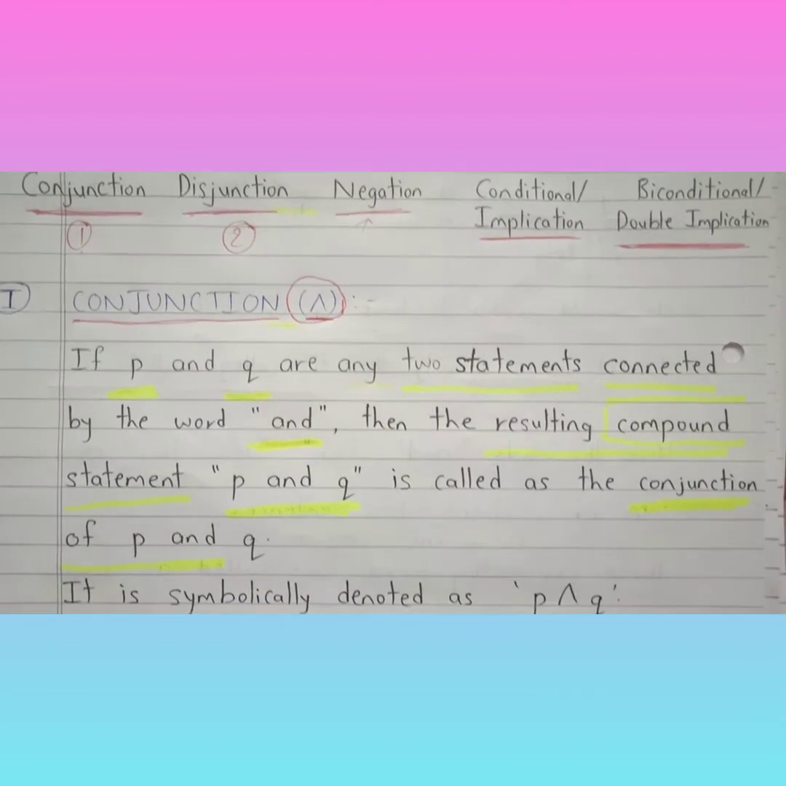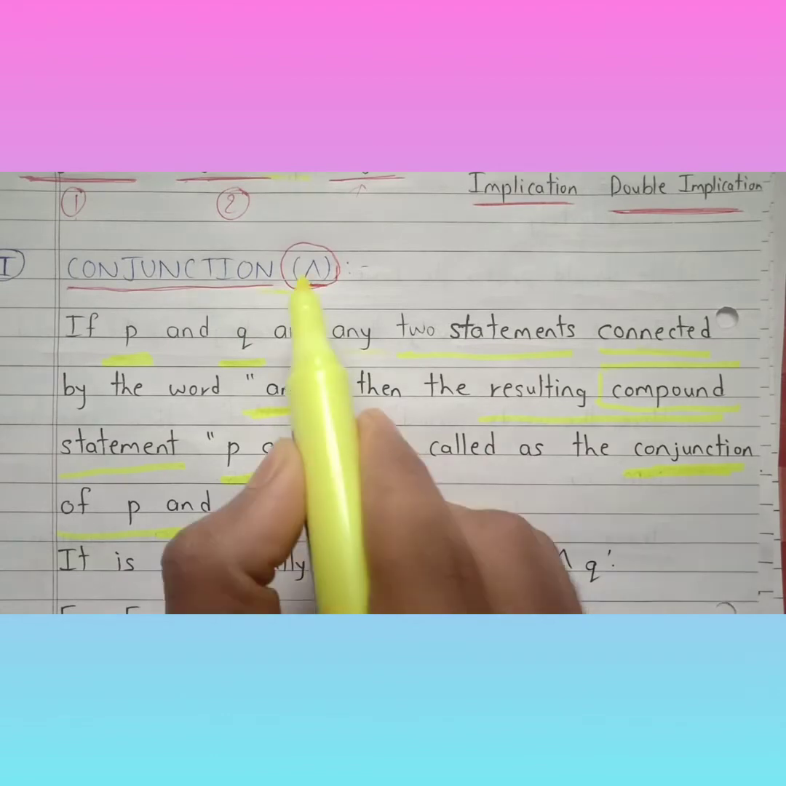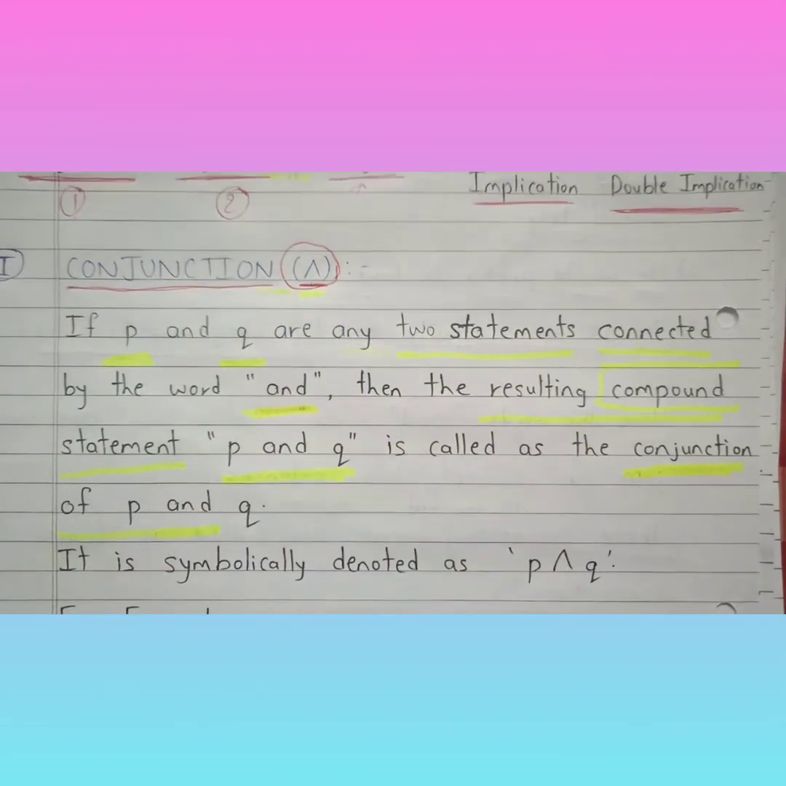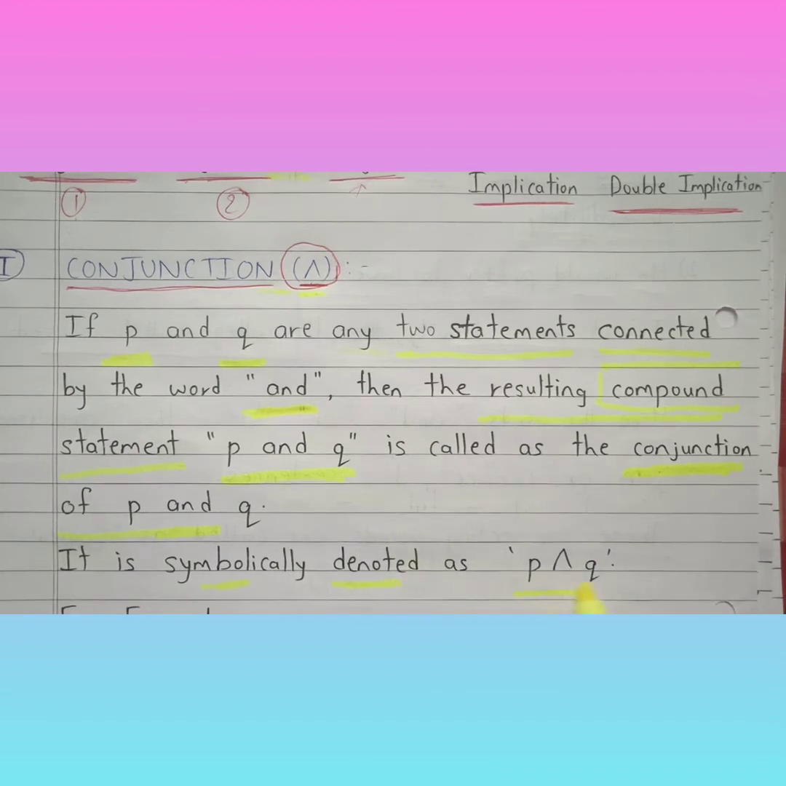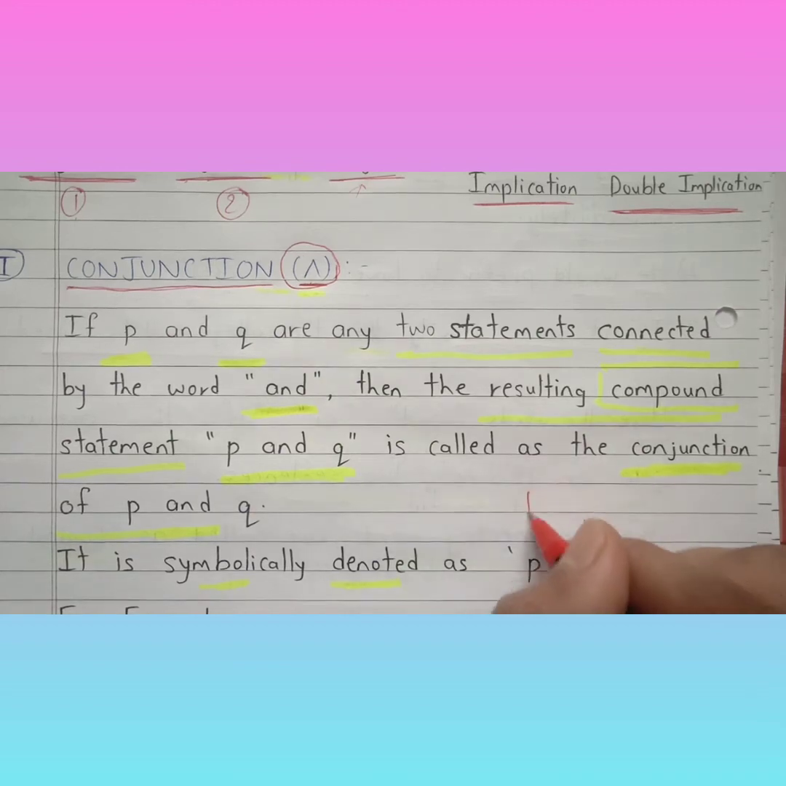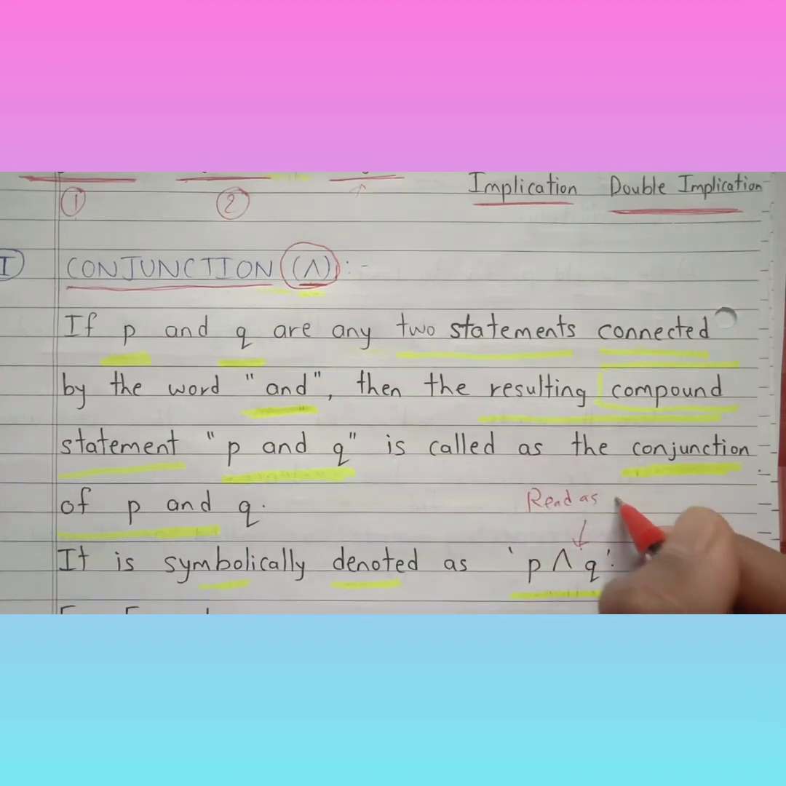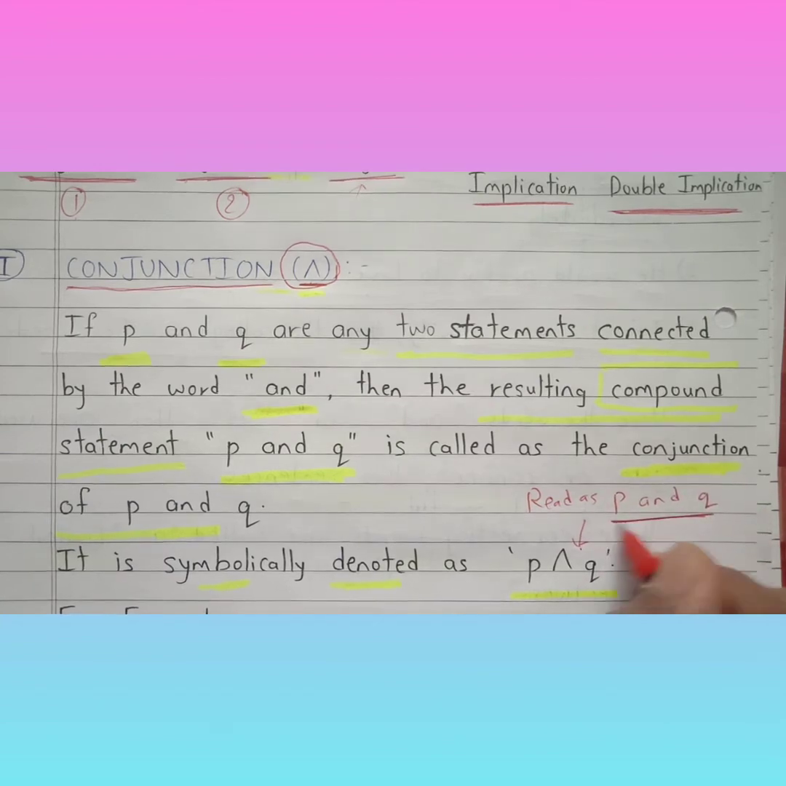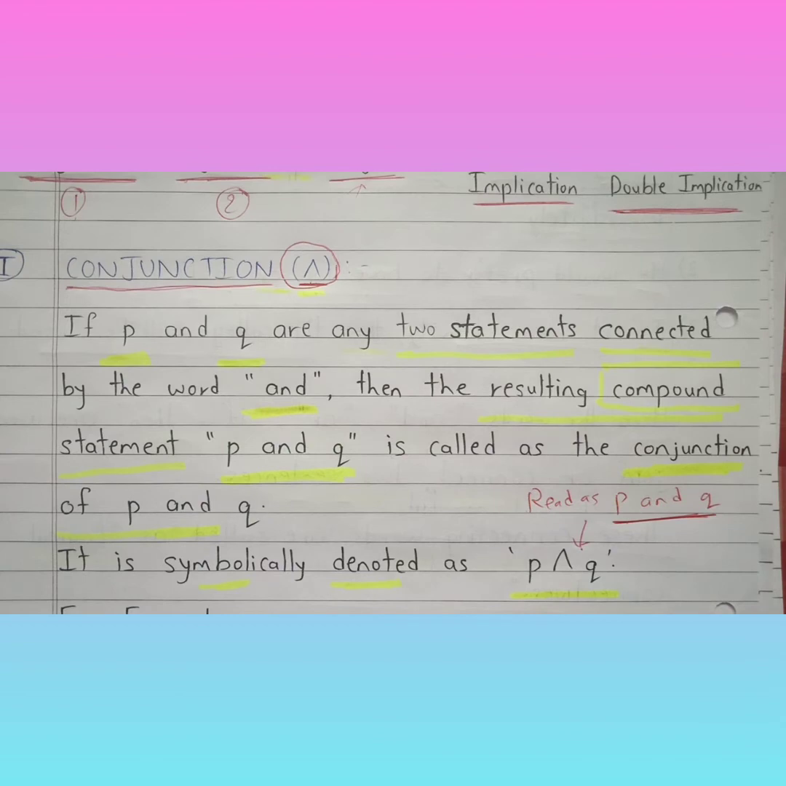Let's see how it is denoted. Here this symbol will come. It is symbolically denoted as P ∧ Q, and this is read as P and Q. Here, I am writing it for you. This will be read as P and Q.